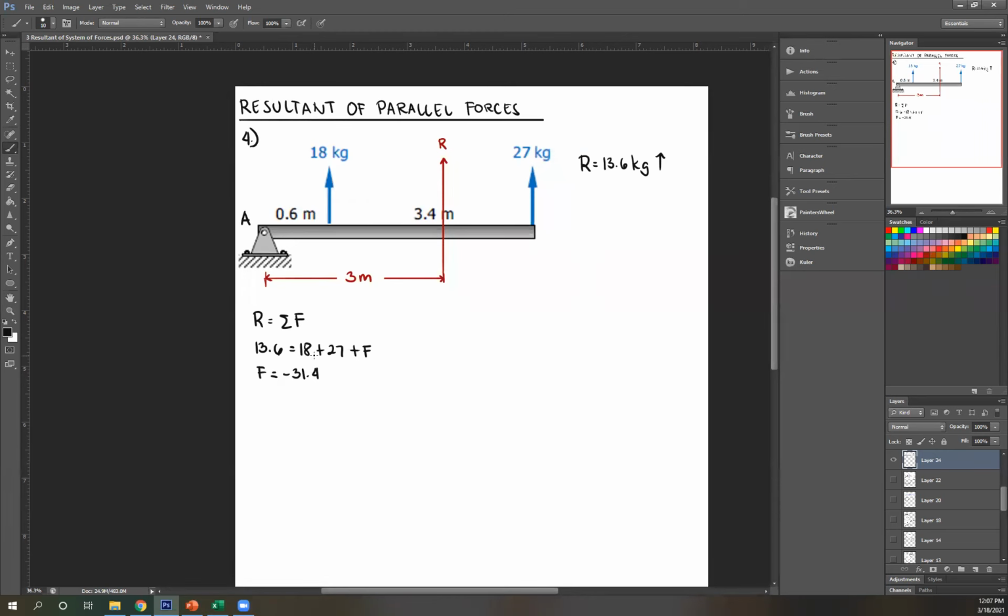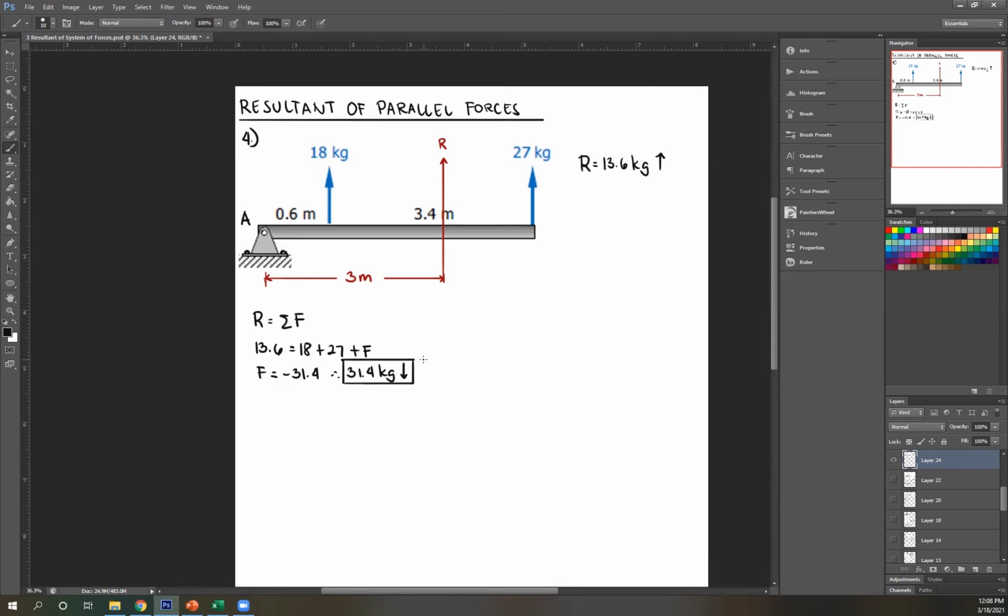Once again, it's negative 31.4. Now, what does this negative mean? It means that our assumption for the direction of the force is incorrect. We assumed it's upward, but this is a negative, therefore the assumption is not correct. It's the opposite of that. So it's 31.4 kilograms downward. Now we know it's downward.